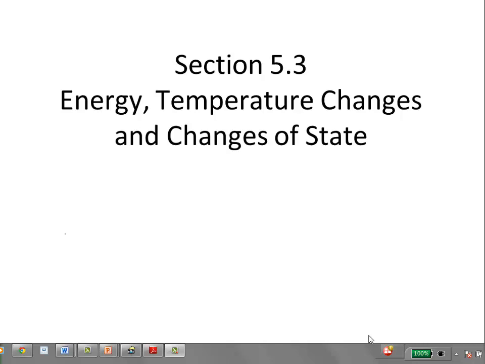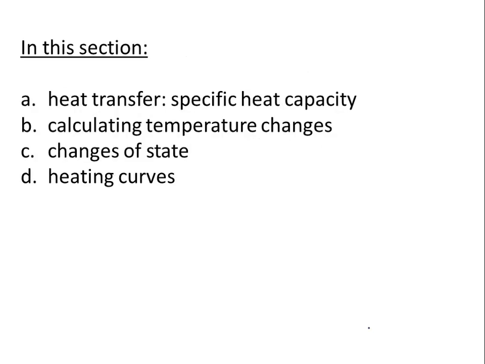In this section, we're going to look at what happens when you heat things. And so we're going to start out by looking at heat transfer and the concept of specific heat capacity, which we'll explain when we get there. Then we're going to look at how you can calculate temperature changes. That is, if you're heating something, how much will the temperature change by? Then we'll look at changes of state when things melt or boil or freeze or condense, and how that is associated with amounts of heat being transferred. And then finally, we'll put all of it together with heating curves.